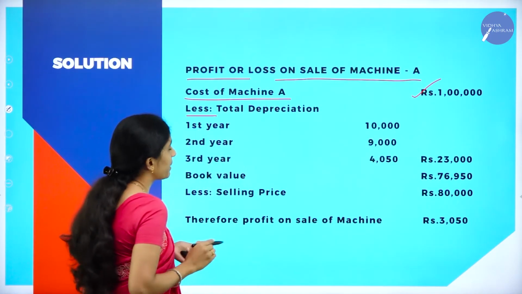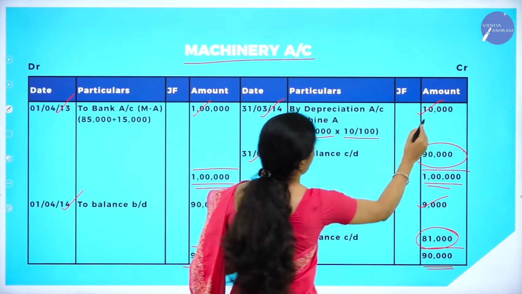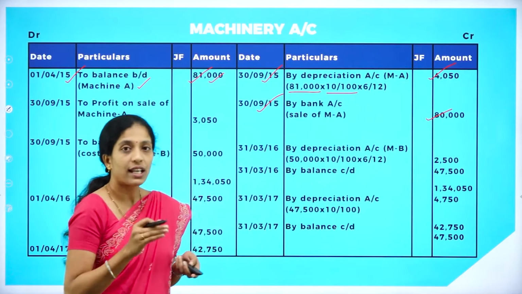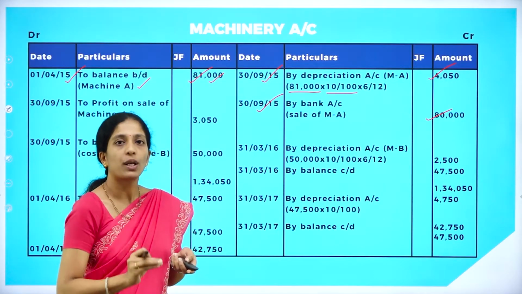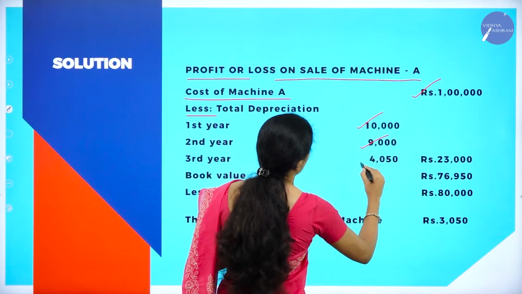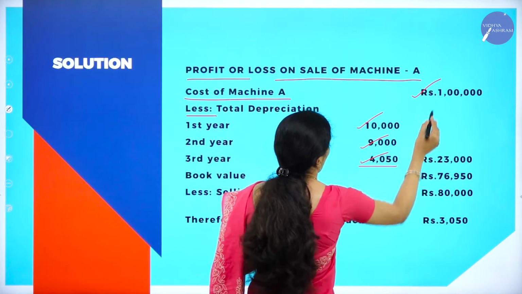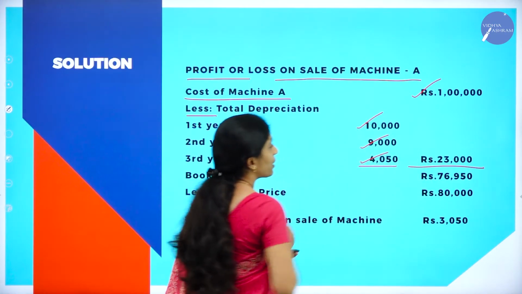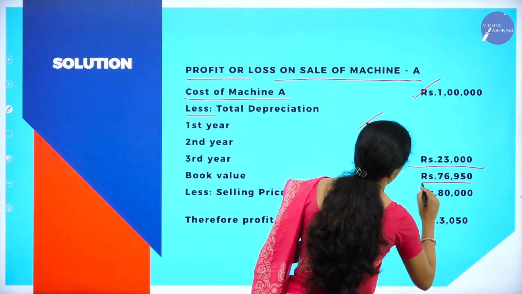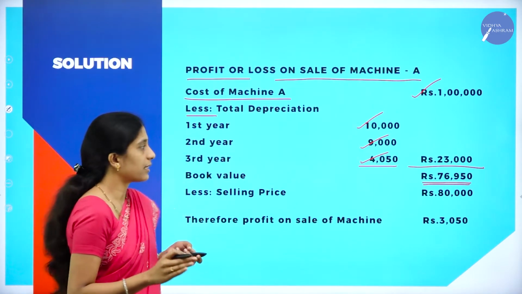Next, less total depreciation. In the first year, depreciation was 10,000, second year 9,000, third year 4,050. Till when the machine was there, we have to deduct all years' depreciation. Add everything and I get 23,000. So 1 lakh, the original cost, minus all years' depreciation, 23,000, gives 76,950. The actual value of that machine after deducting the depreciation.